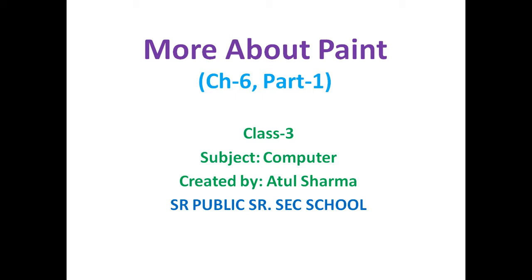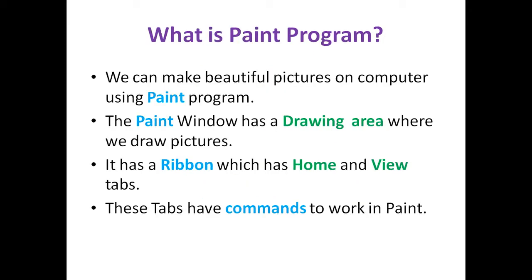Today we are going to learn chapter 6 part 1, that is more about paint. So students, what is paint program? As you know, we can make beautiful pictures on computer using paint program. The paint window has a drawing area where we draw pictures. It has a ribbon which has home and view tabs. These tabs have commands to work in a paint.